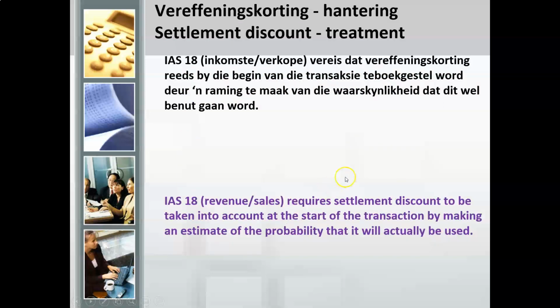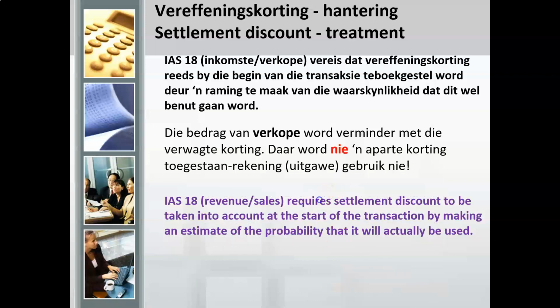Now, IAS 18 requires that when we expect that a customer will utilize the settlement discount, we have to record the settlement discount at the start of the transaction. So at the date that the sales transaction takes place, we already have to account for the settlement discount as if he has already utilized that settlement discount.